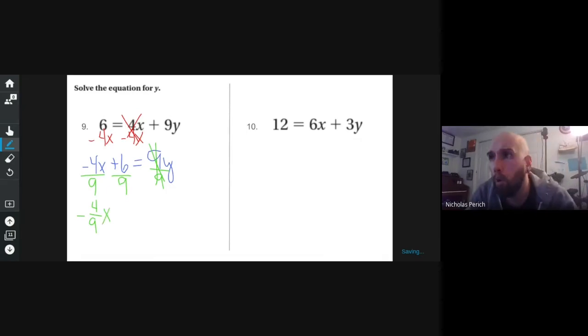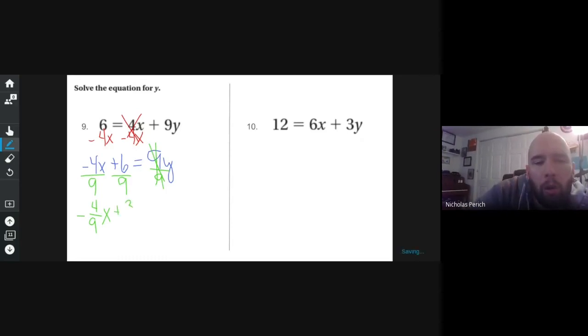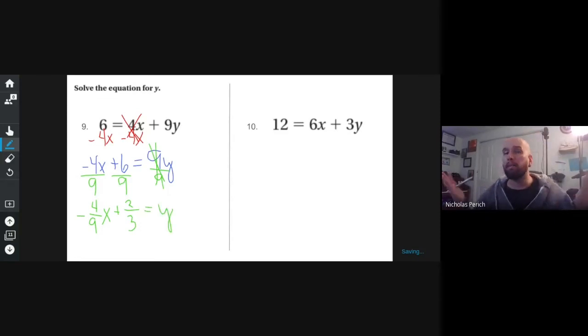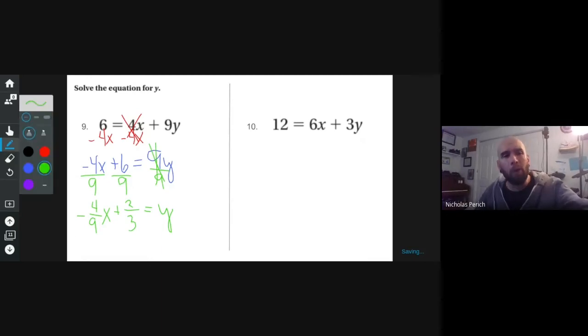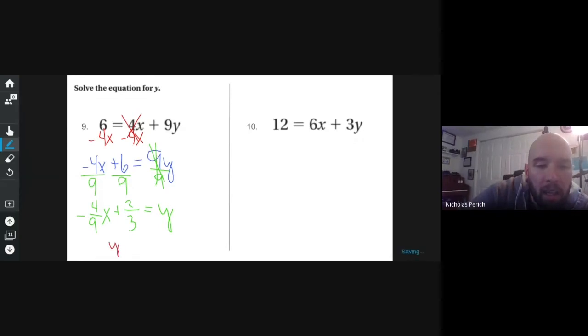X comes along for the ride. 6 over 9. Does that simplify? Yup. Divide them both by 3. So plus 2 over 3. Now that 9's gone, that equals y. Is y all by itself? Yes, but it's in the wrong way. So instead of saying blah, blah, blah equals y, I'm going to say y equals blah, blah, blah.